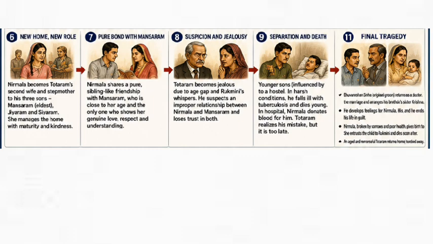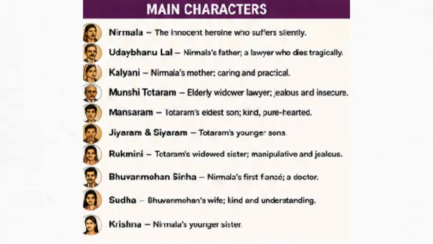It is the story of thousands of women whose dreams were destroyed by social customs, greed, mistrust, and patriarchal thinking. Through Nirmala's silent suffering, Munshi Premchand asked readers to build a society where marriages are based on love instead of dowry, trust instead of suspicion, and equality instead of tradition. That is why Nirmala remains one of the most powerful and relevant social novels in Indian literature.